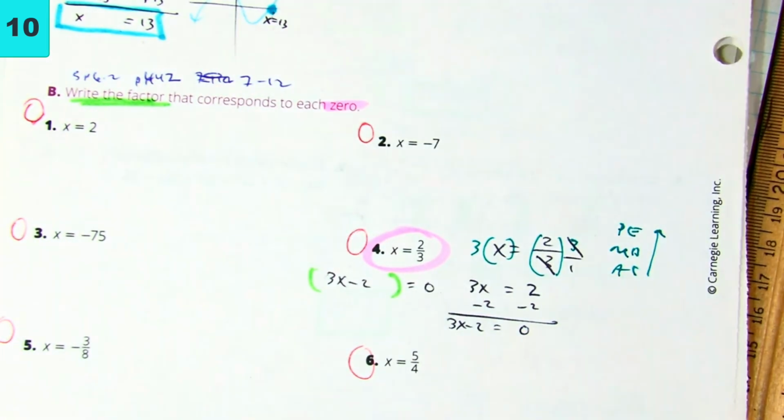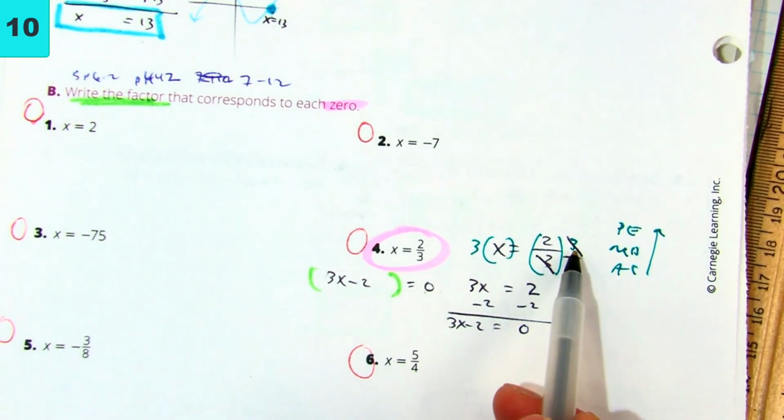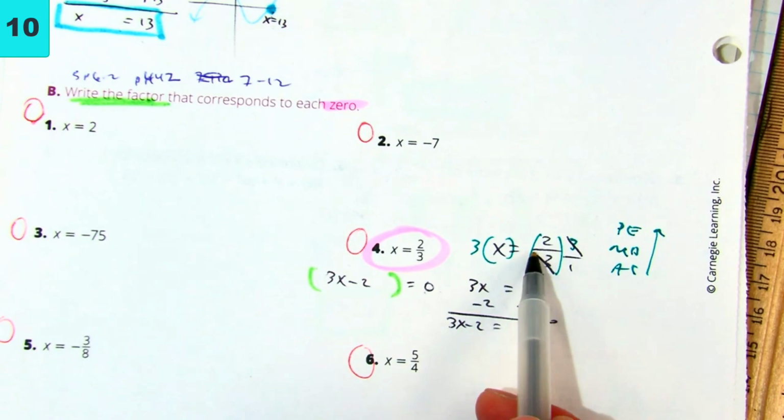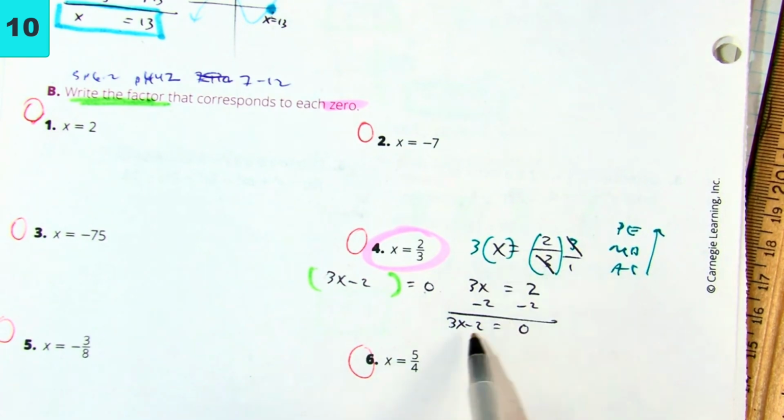So what did I do in that problem? Basically, I'm making the right side equal to 0. How did I do that? You're going to undo the operations, or the opposite, so multiply, then subtract, and now it's set equal to 0.